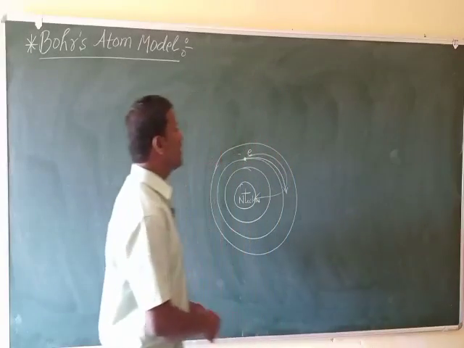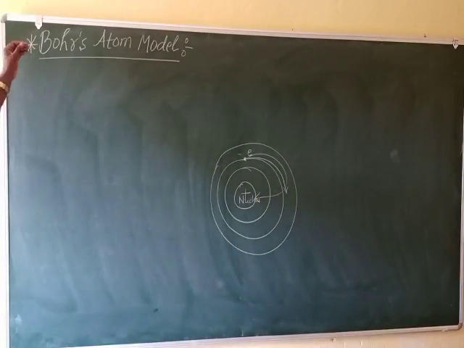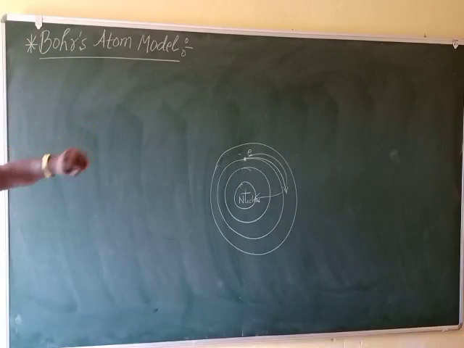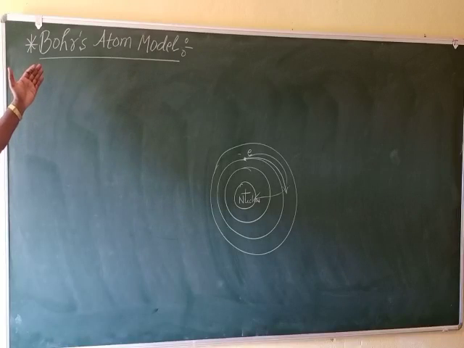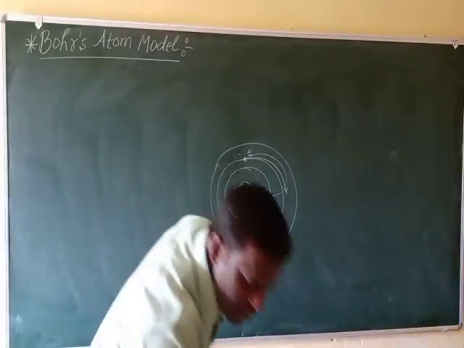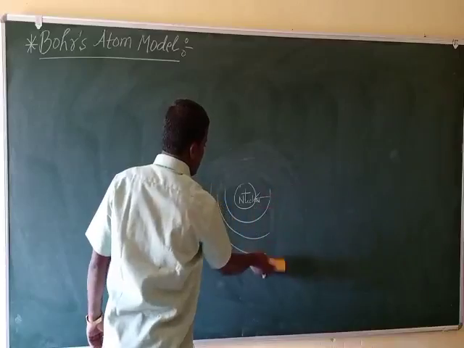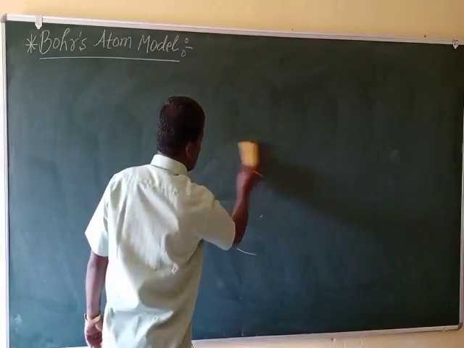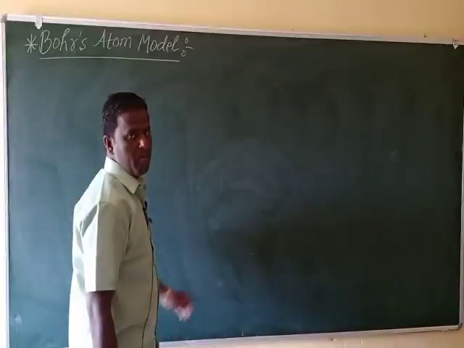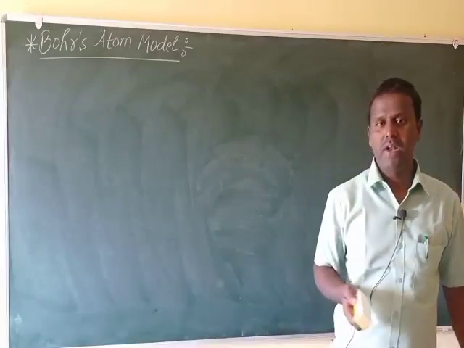Next comes a famous scientist, Niels Bohr. By seeing the drawbacks or demerits of Rutherford's atom model, he developed an atom model which is also called a modification of Rutherford's atom model. So Bohr's atom model is the modified atom model of Rutherford's model. It is the modification made to Rutherford's atom model.